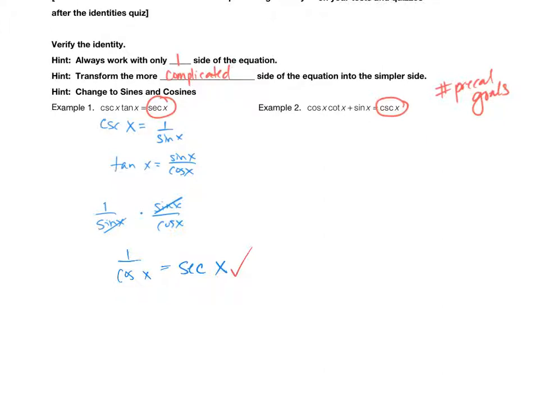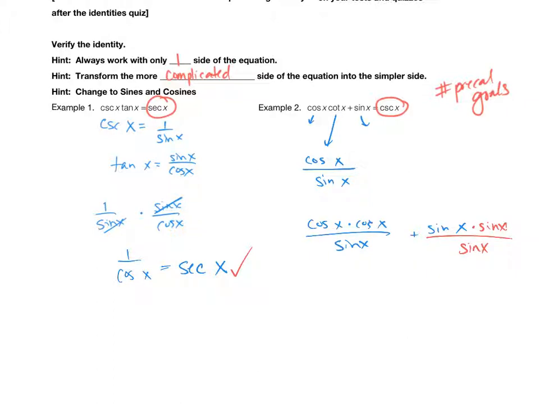In example 2, we're going to do a similar process, but now cosine of x doesn't have to change, sine of x doesn't have to change, but cotangent of x is going to be cosine of x over the sine of x. So what we have here is cosine x times cosine x all over sine x for that first term, and then plus sine of x. Well, I can't add these because I don't have common denominators.